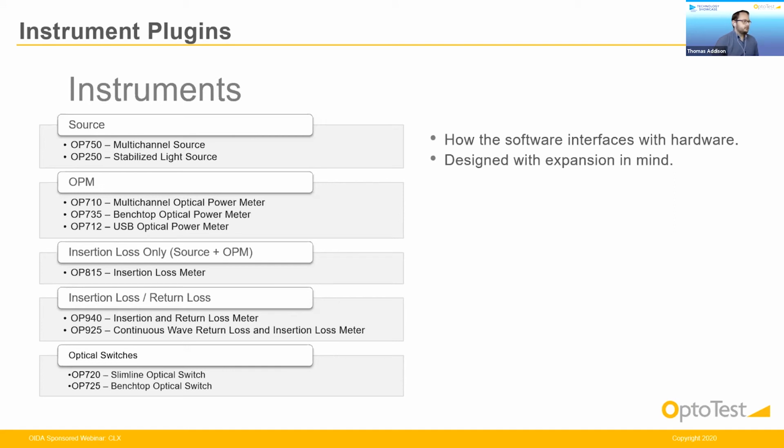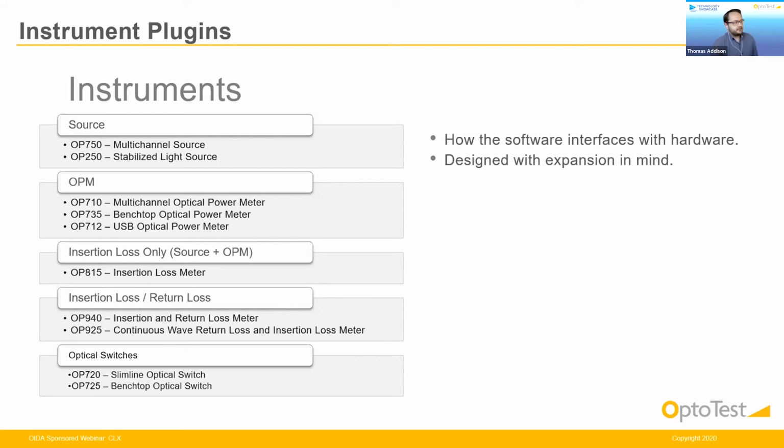But for now, it doesn't look at an OP750, which is a multi-channel light source. It just categorizes this as a source. So the OP750, the OP250, these are light sources, but the software doesn't look at it as an OP750. It categorizes it as a source instrument. This allows us to create new source instruments without having to redesign the software.